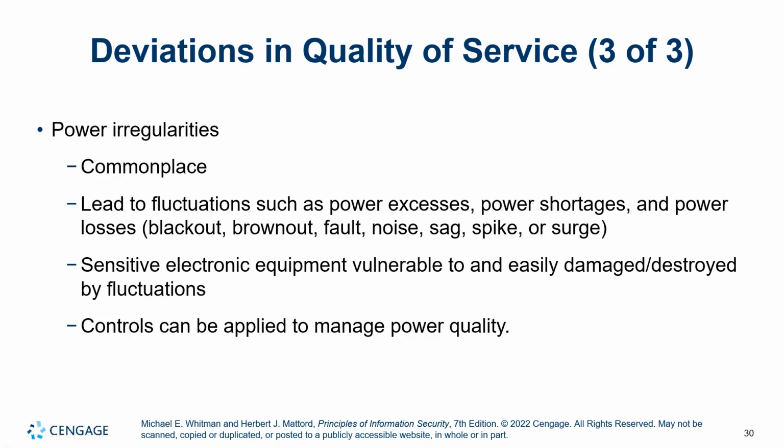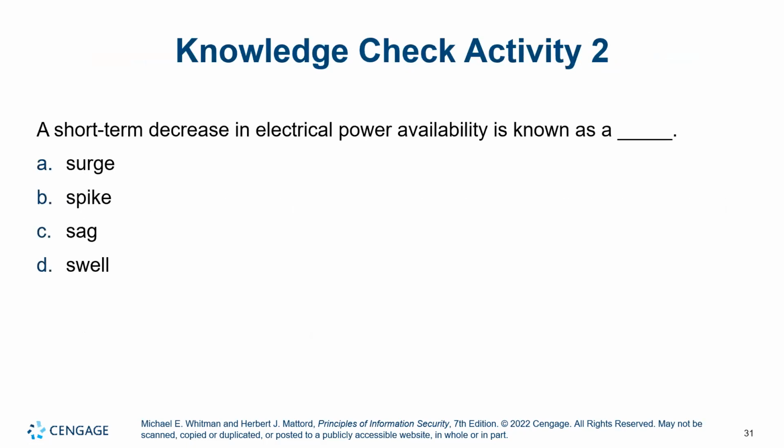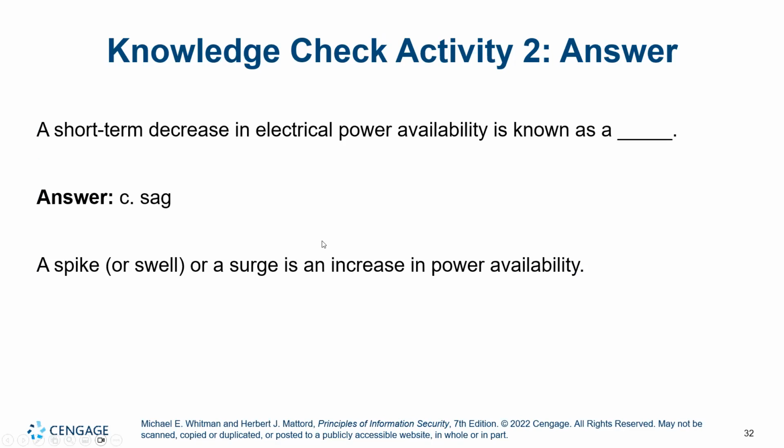Of course, we talked about power, having backups, battery backups, sensitive electronic equipment. Some of your battery backups have noise filters. You can buy noise filters, and that helps your network work more reliably. So a short-term decrease in electrical power availability is known as a what? Surge, spike, sag, or swell? A sag. It's also known as a brownout. More electronics are damaged from low voltage, a decrease in power, right? A sag, right?